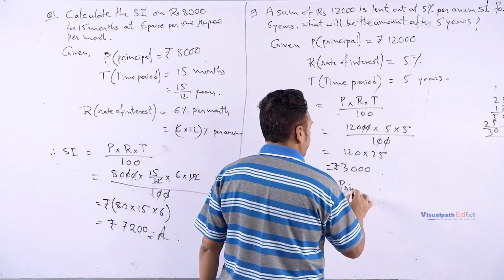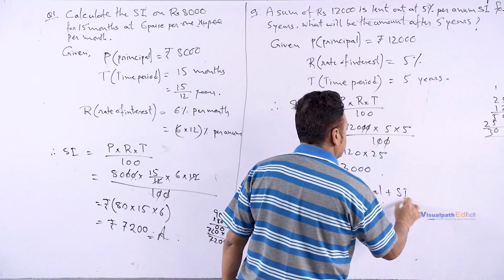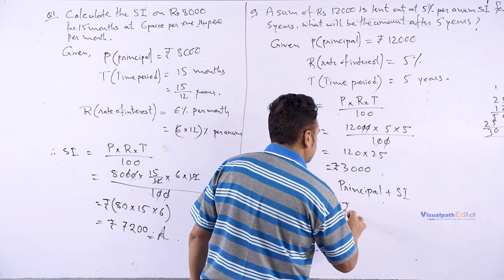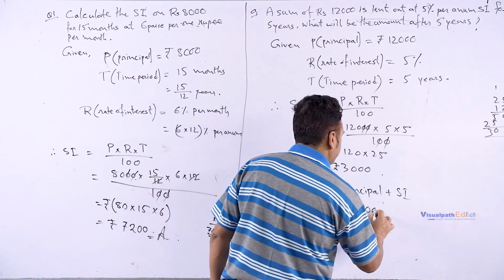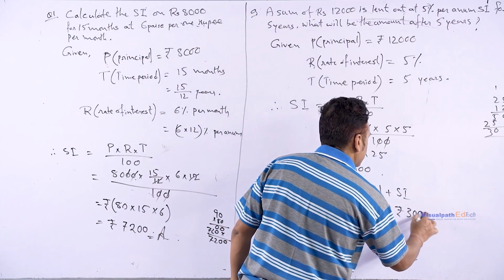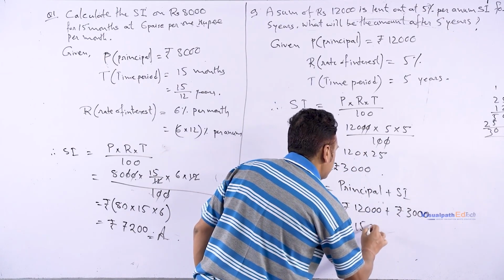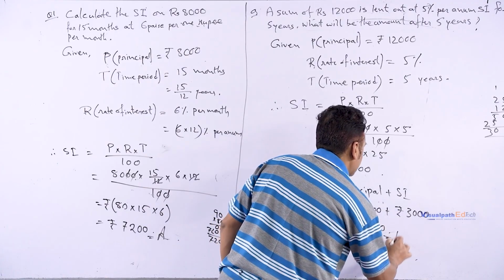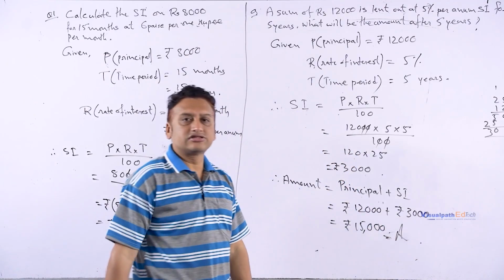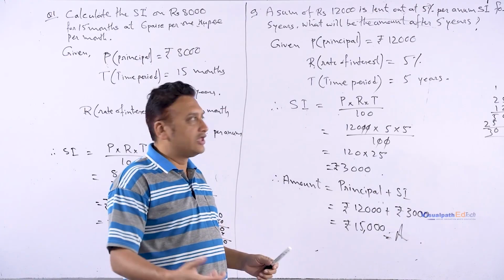principal plus simple interest, which is rupees 12,000 plus rupees 3,000. That way we will get rupees 15,000, and that is your answer. That is the amount that the person will have to return or repay in 5 years.